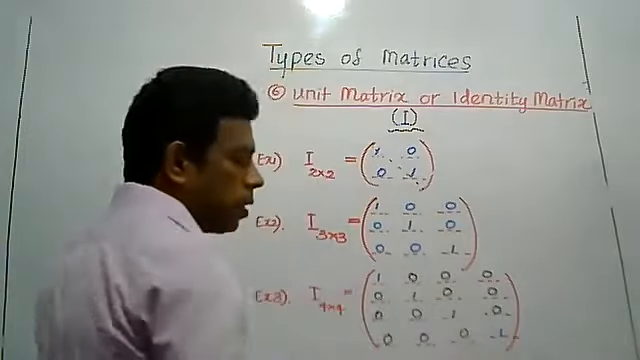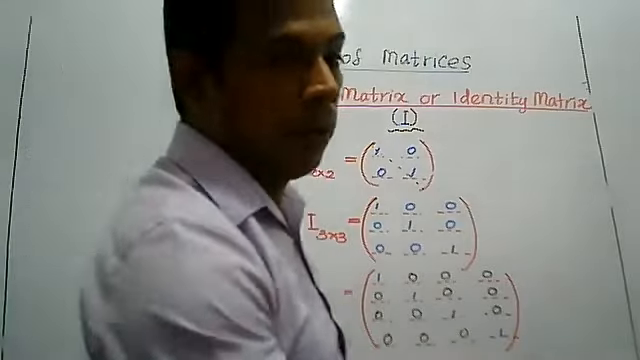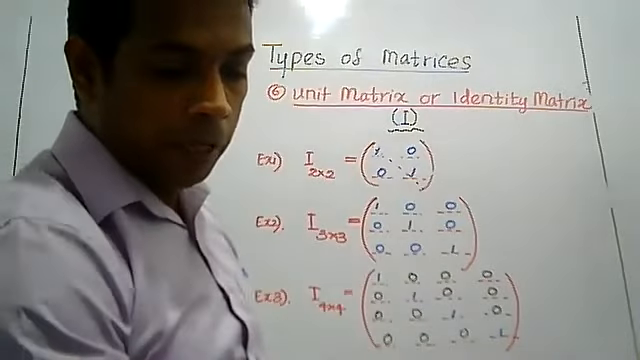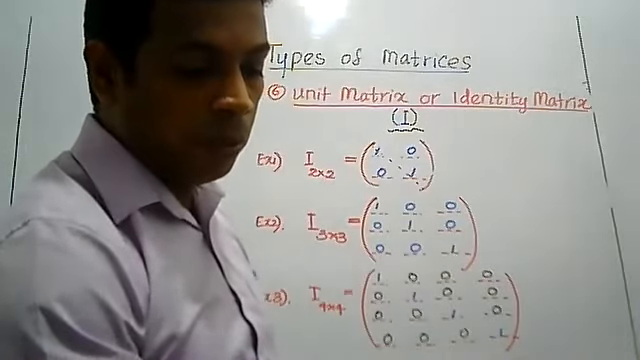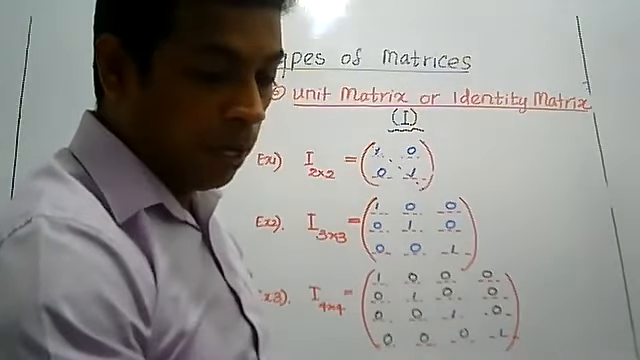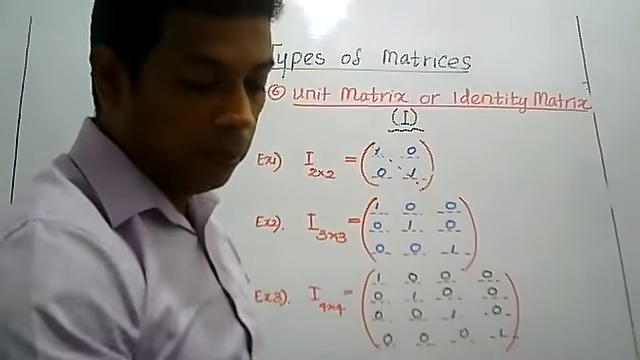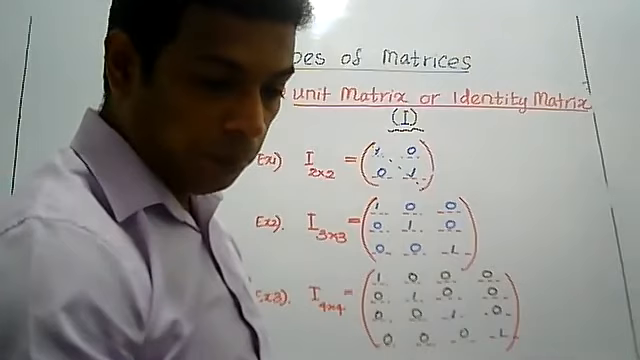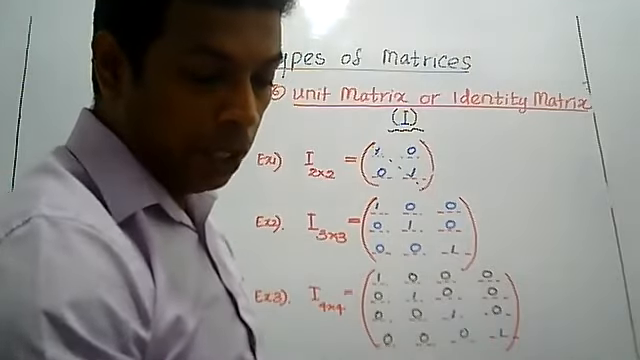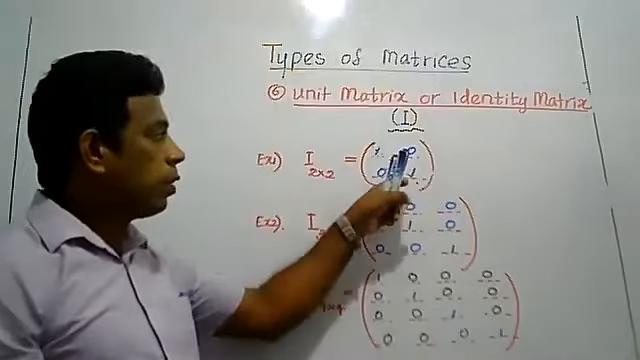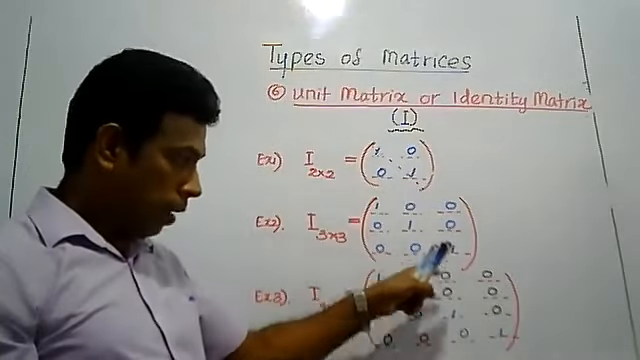All the other elements of the matrix should be zero. Now represent identity matrices of order 2 by 2, 3 by 3 and 4 by 4. They are identity matrices of order 2 by 2, 3 by 3 and 4 by 4.